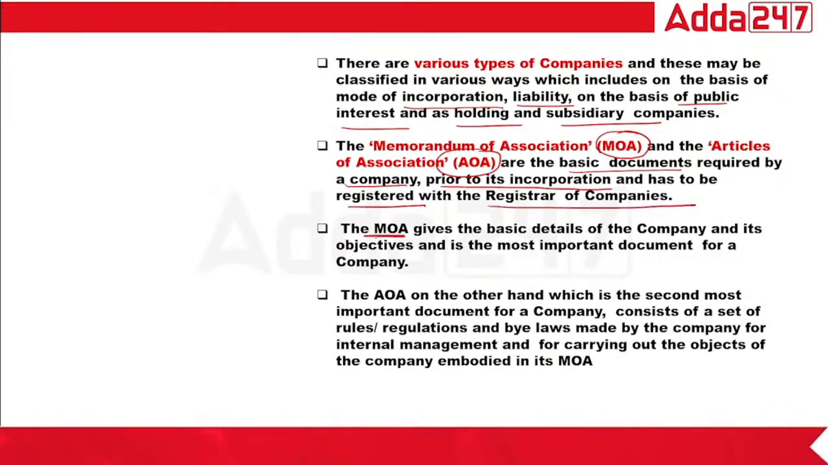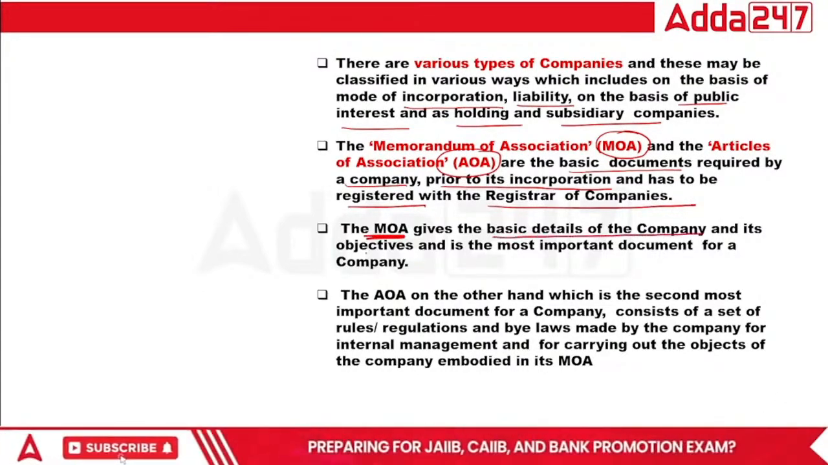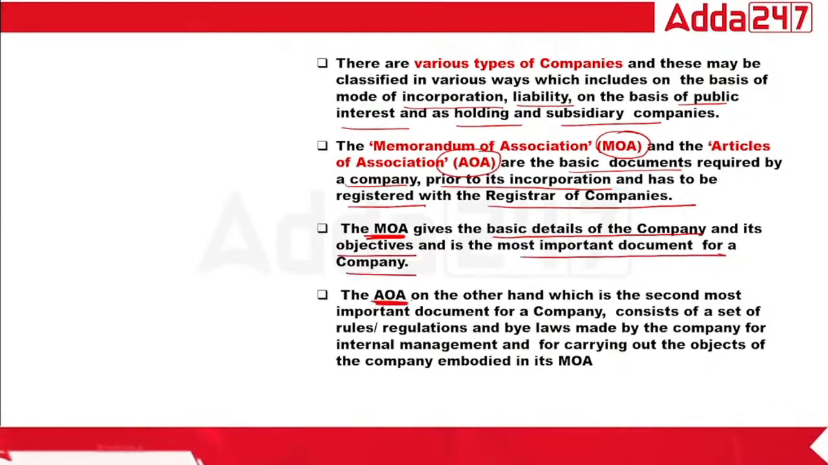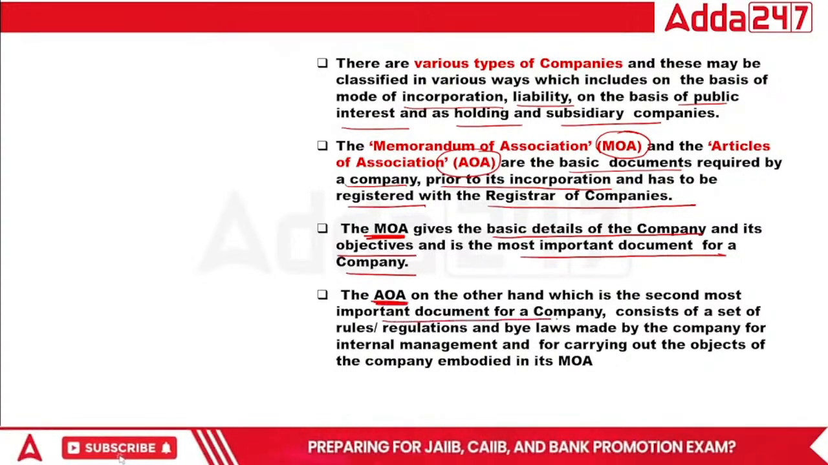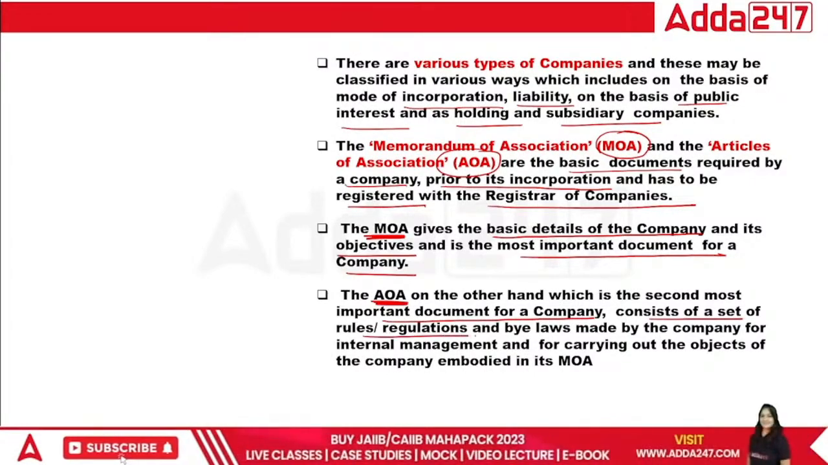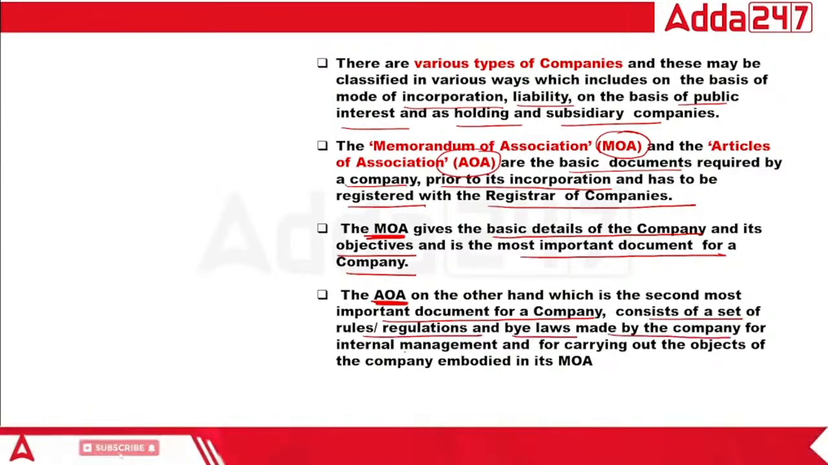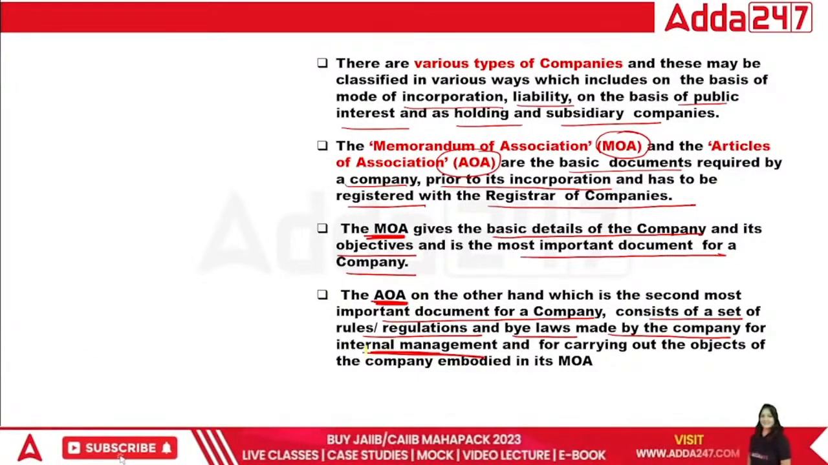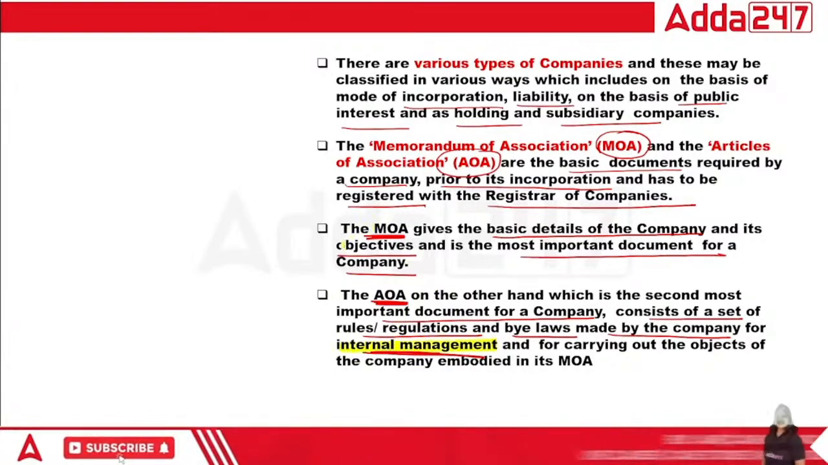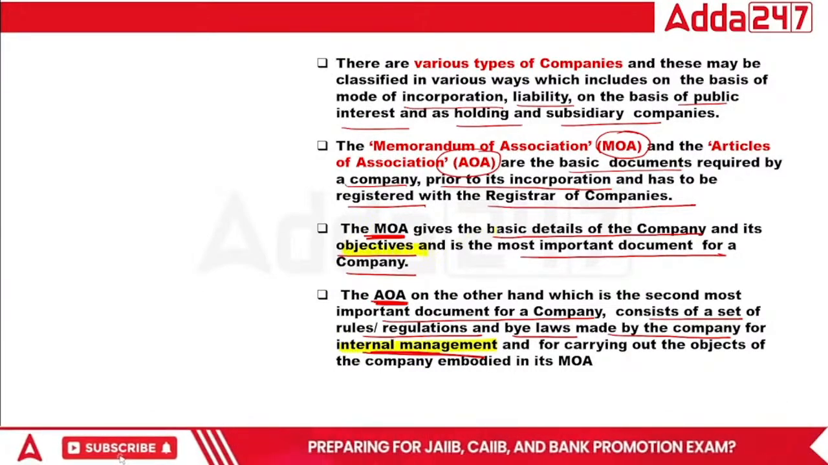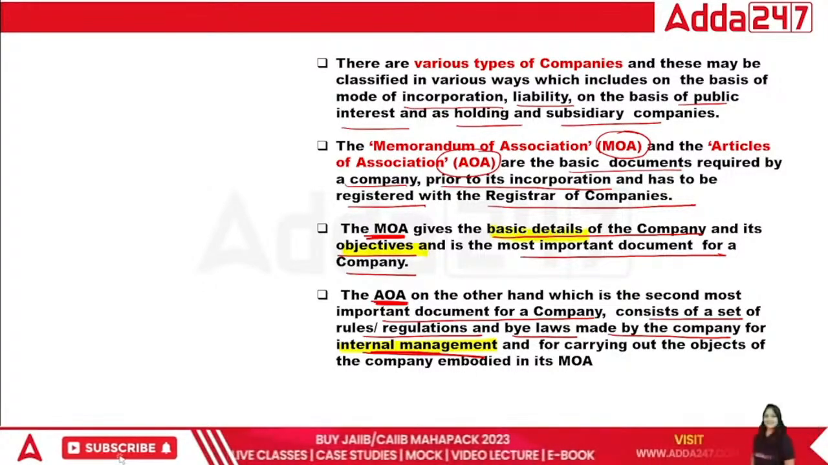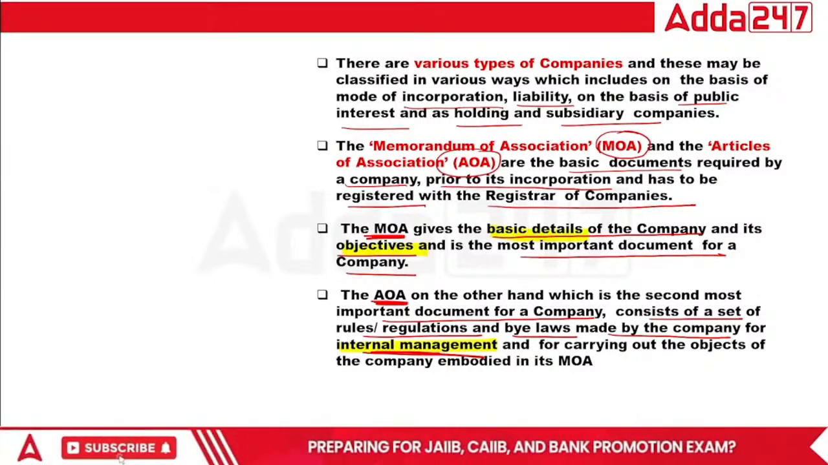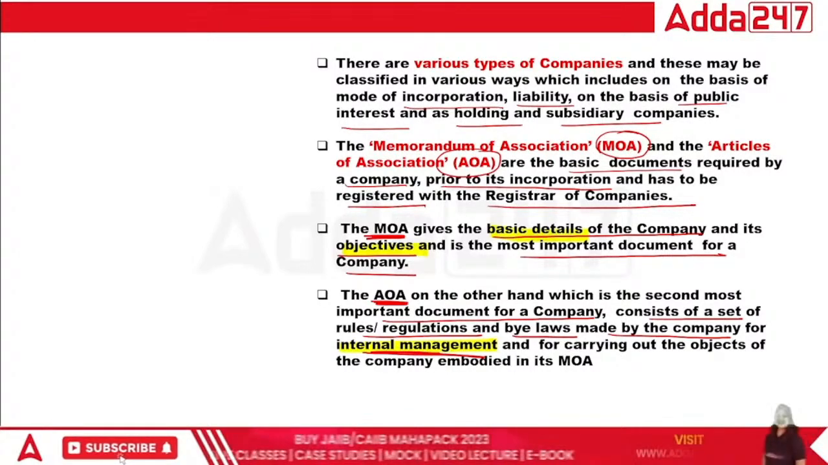What is MOA? MOA gives the basic details of the company, its objective, and is the most important document for a company. And what is AOA? It is an important document of the company, consisting of a set of rules, regulations and bylaws made by the company for its internal management. So AOA talks about internal management, and MOA about the objective of the company, and the basic details are given in the Memorandum of Association. Is that okay?